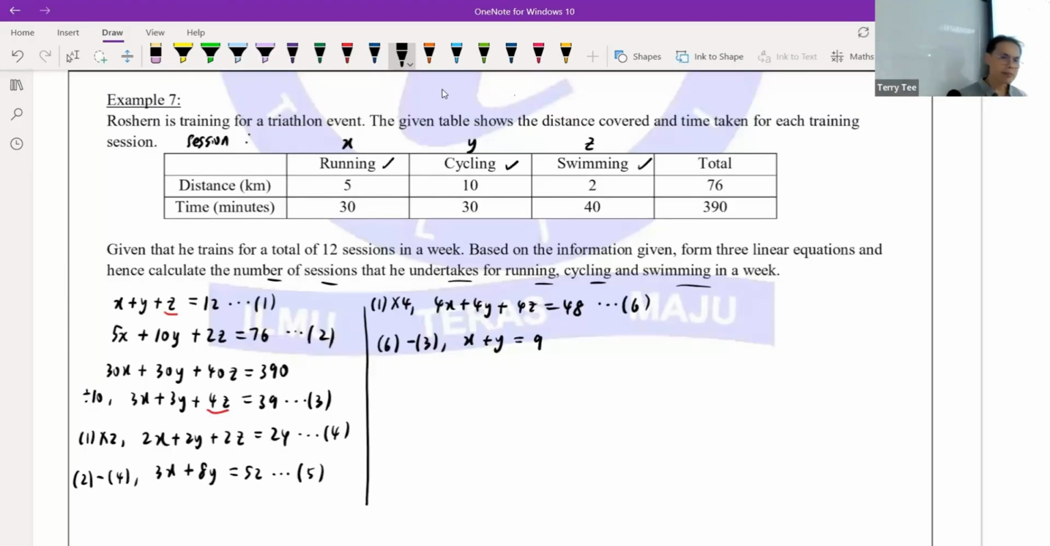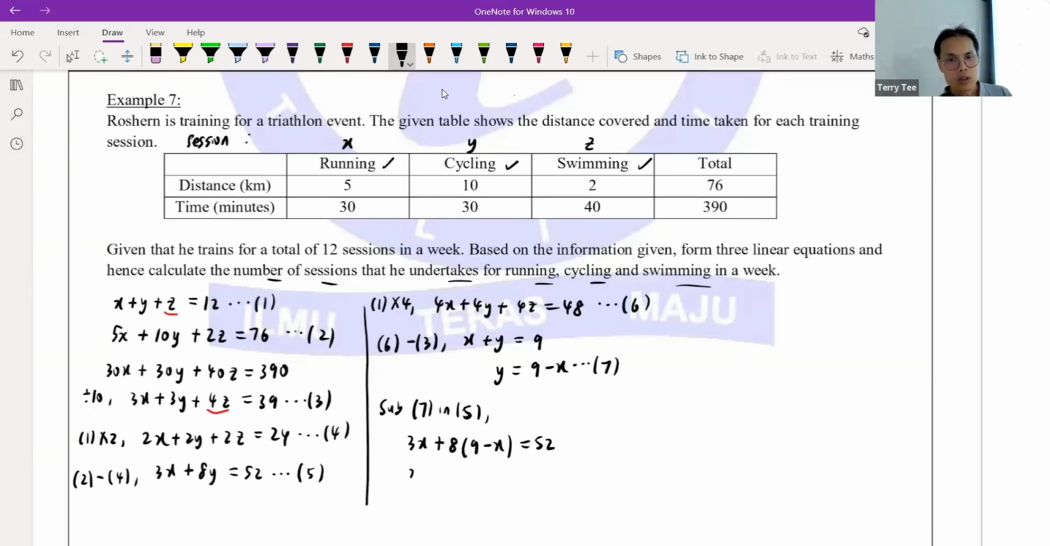Now, here we can do a bit of mixed method. Up to you. You can use substitution if you want. You can make Y the subject, or you can just take this equation, multiply by 3 to get rid of X from equation number 5. But I think maybe I just make Y the subject. Or X, up to you. Y is 9 minus X. Let's call this equation 7. We sub equation 7 inside equation 5. 3X plus 8Y, Y is 9 minus X. The result is 52. So 3X plus 72 minus 8X equals 52. Negative 5X equals negative 20.